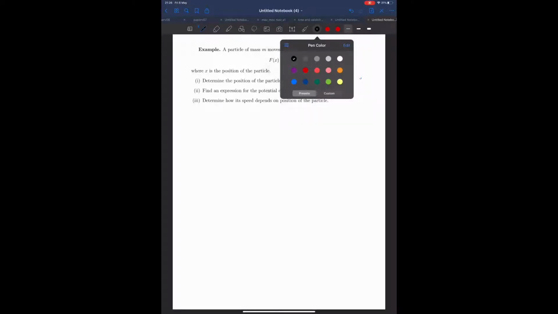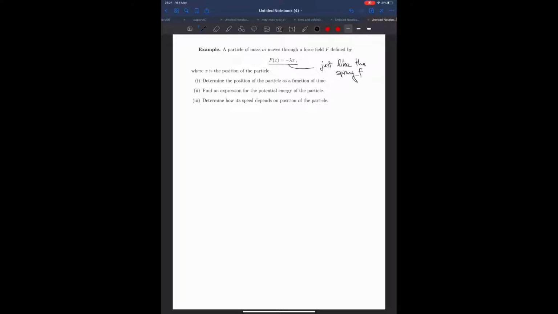So now we'll solve this problem where what is involved is to take something like this, where we have a force field, and use it in Newton's equations of motion. So this is just like the spring force, the restoring force. So we have a mass, M, moves through a force field defined by F, and here X is the position of the particle. So in this question it should say that lambda is strictly positive.